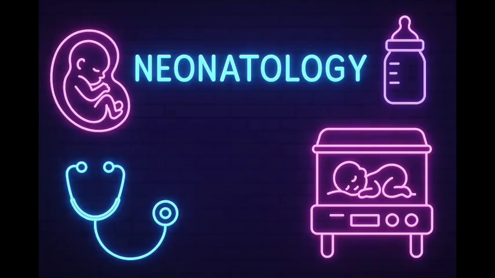The normal umbilical cord contains two arteries and one vein. A term umbilical cord is about 55 centimeters in length. Umbilical cords shorter than 40 centimeters are rare and may indicate fetal morbidity. Long umbilical cords can form knots, prolapse, or wrap around the fetus.